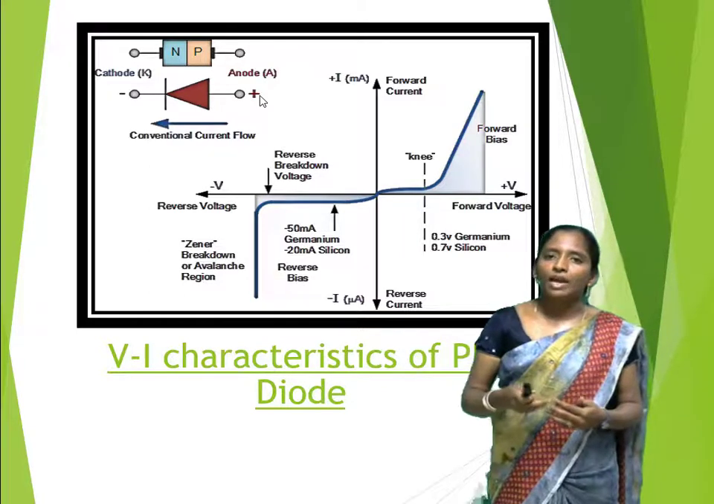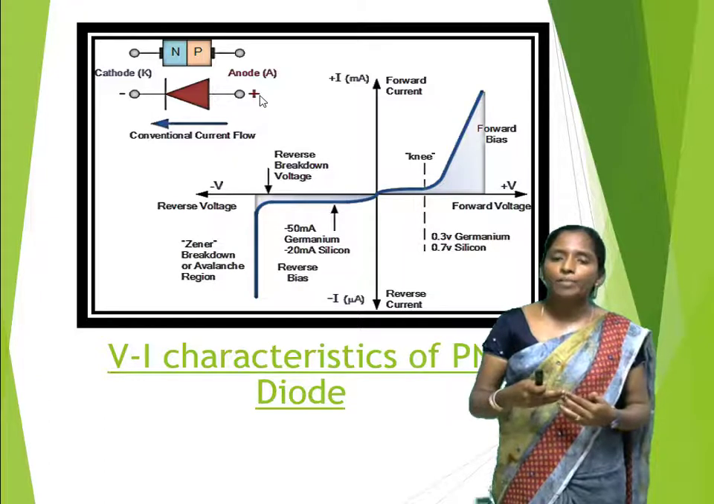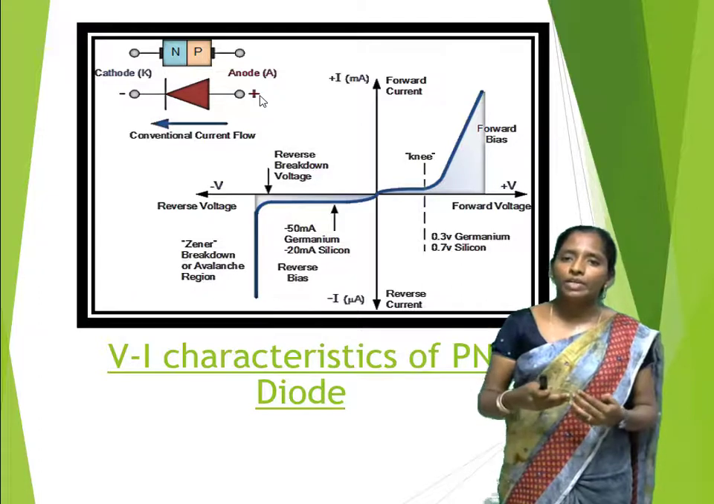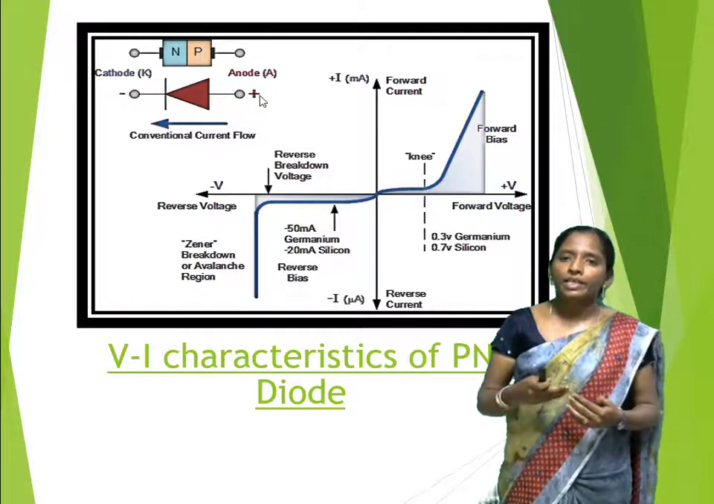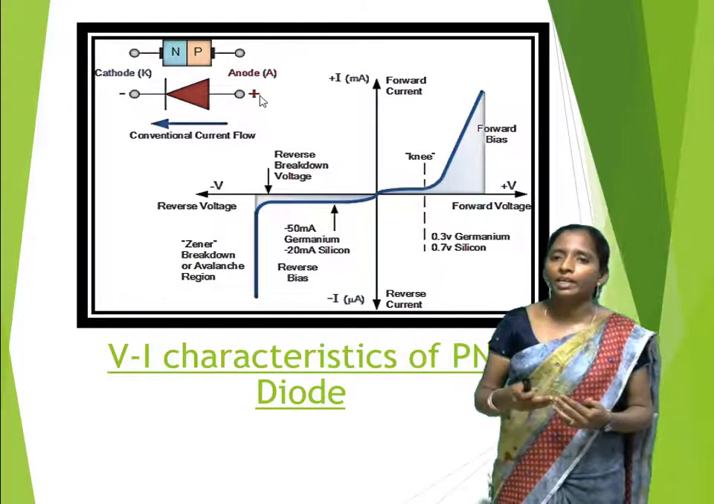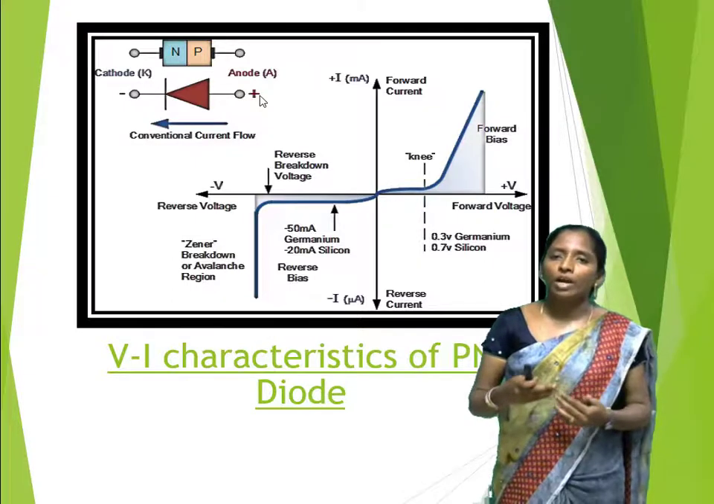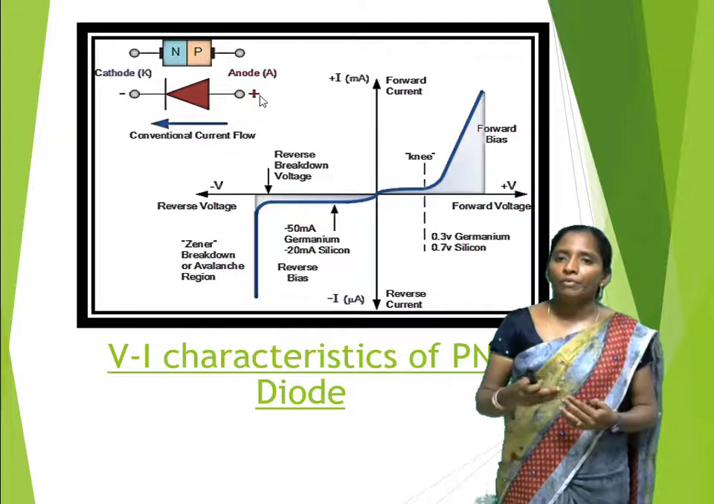Now the reverse V-I characteristics of the PN junction diode. Here the graph is plotted between the reverse voltage and reverse current. Reverse voltage is taken on the x-axis, measured in volts, and reverse current is taken on the y-axis, measured in microamps. At the start, a very small amount of current flows in the PN junction diode under reverse bias condition, only due to minority charge carriers.